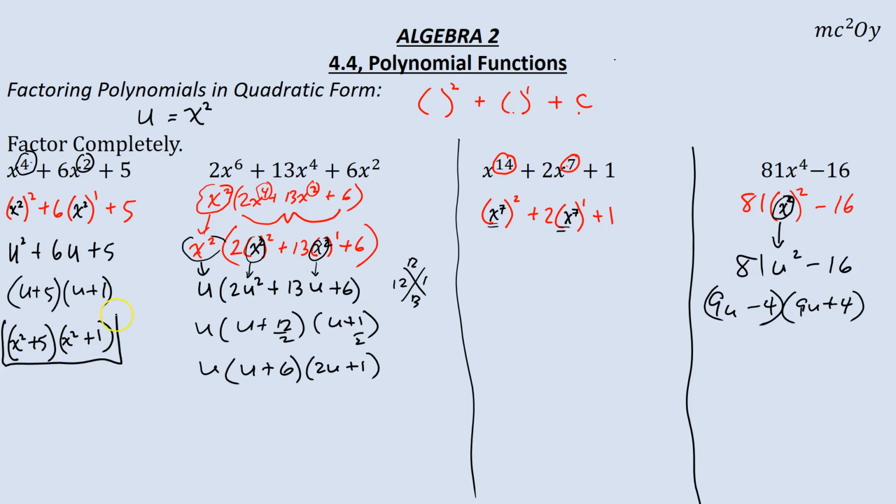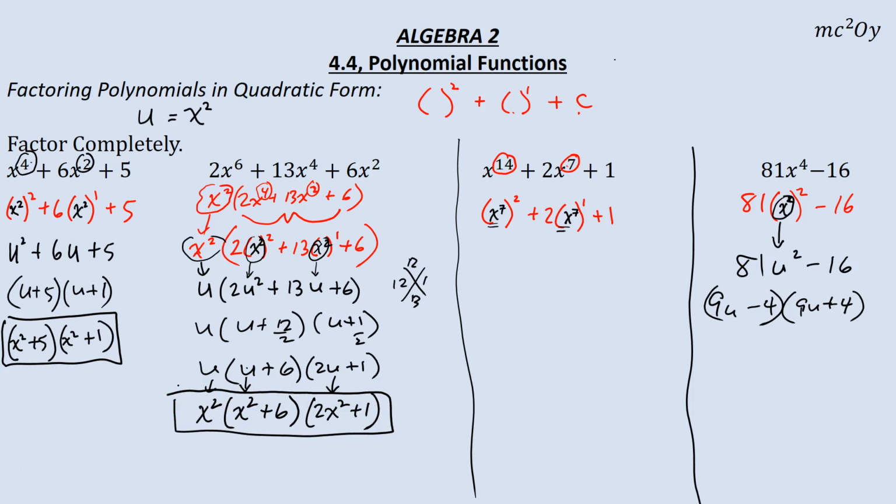That is my answer. I can't factor either of these. I'm done. Rather than having a u plus 6 and a u out here, this u is going to be x squared. This u is going to be x squared plus 6. 2 times x squared plus 1. So all the u's become x squareds again. The whole point of putting u in there is just to make it easy to factor it.